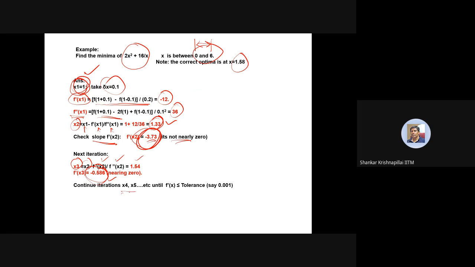So you have to again find x4, x5, x6, etc. until the tolerance of the slope is 0.001. So the slope should be less than 0.001. Then you can stop. Okay, so this is the end of single variable optimization algorithms.